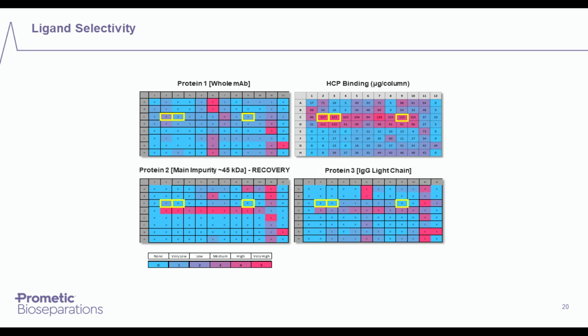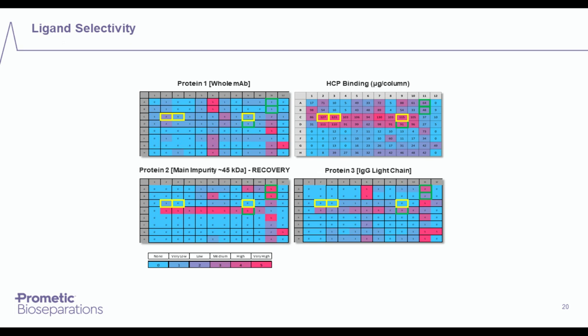Whilst these ligands, C2, C3, and C9, bind significant amounts of host cell protein, they exhibit very little binding of product-related impurities. However, other ligands, such as A11, B11, and D9, highlighted in green, demonstrated very low binding of whole antibody, medium to high binding of host cell proteins, and high binding of product-related impurities.